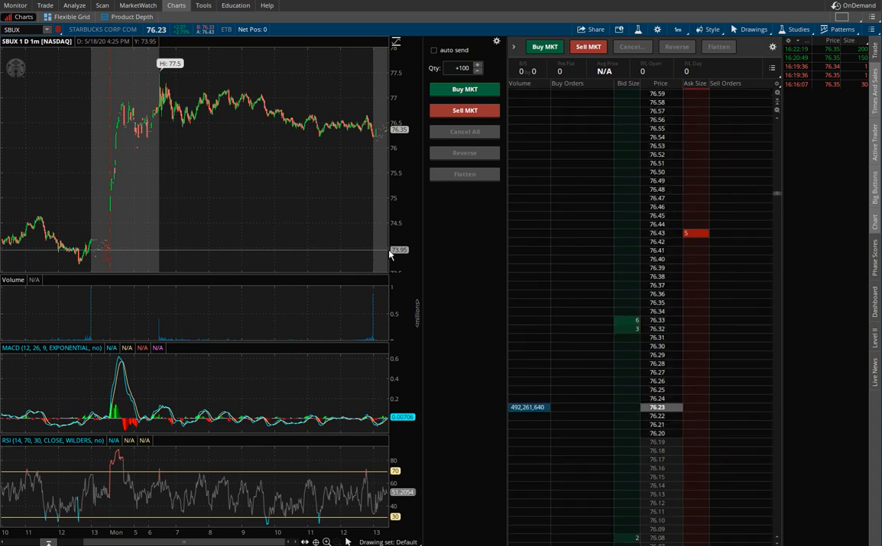So this can protect you if the stock falls even lower to 73, 72, and so on. However, these orders do not activate during after hours movement. For example, let's say you buy at 76 and you put your stop at 74, right around here. At the end of the trading day, Starbucks goes to 77, so everything's good.